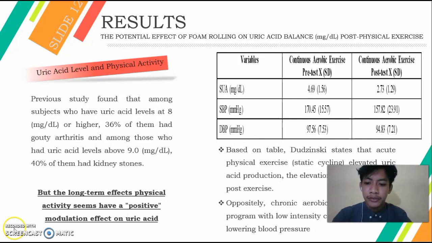This is the table of the chronic effect of aerobic exercise training on serum uric acid and blood pressure. The table is adapted from Lamina and Okoye 2012. Based on the table, acute physical exercise elevates uric acid production. The elevation reached its peak 30 minutes post-exercise. Oppositely, a chronic aerobic physical training program with low intensity can reduce SUA and lower blood pressure.